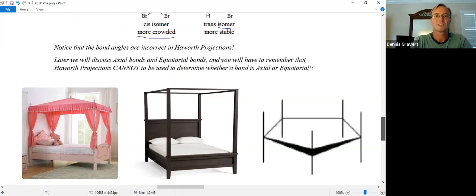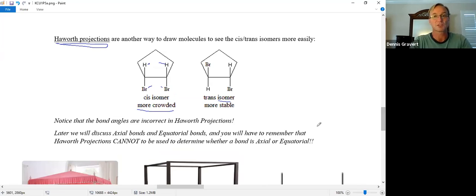Okay. A little note for us to be aware of for the future. In a later video, we're going to talk about something called axial bonds and equatorial bonds. And it turns out, if you have a Haworth projection, you cannot decide which of these bonds is an axial or an equatorial bond. I know that doesn't make any sense now. We'll come back to this idea, but I thought, you know what? Anytime you see a Haworth, just be a little careful if someone's asking you about axial and equatorial bonds. The information is not here in a Haworth.